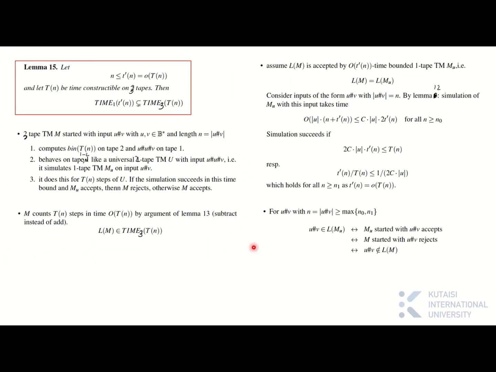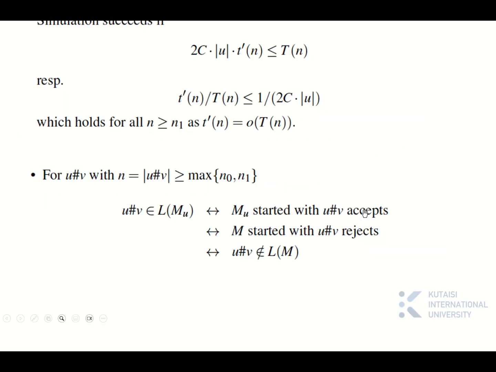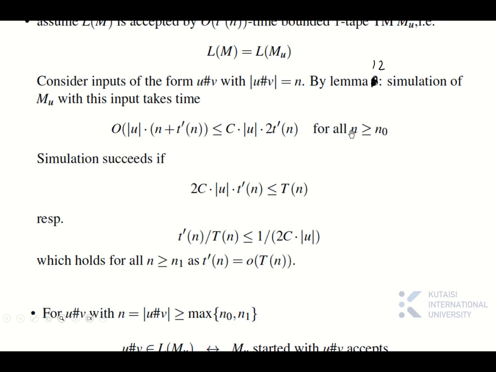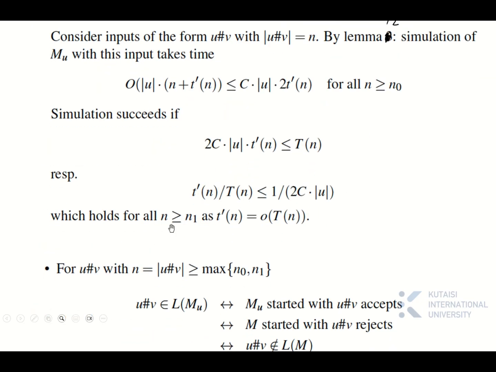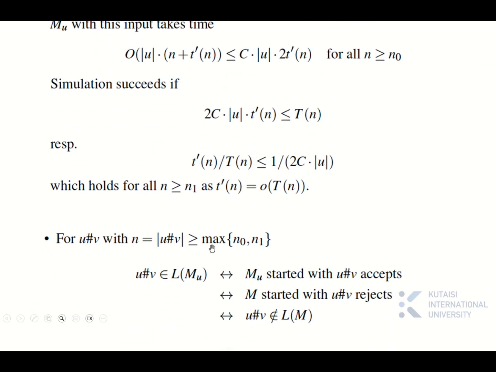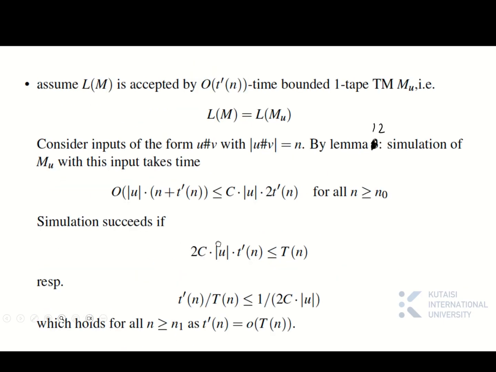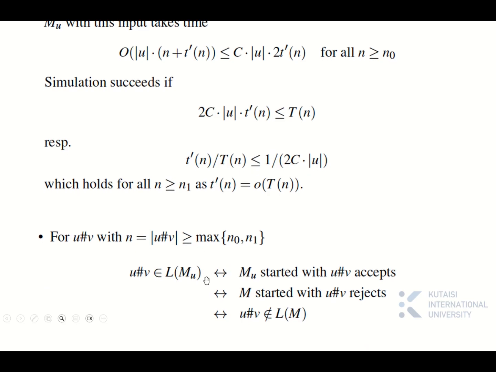So what, you might ask? I think actually we're finished. Why are we finished? Now I know that this holds when n is bigger than n0, and this holds when n is bigger than n1. So I take n bigger than n0 and n1. So I take the input of the size which is bigger than n0 and also bigger than n1. Then u hashtag v belongs to the language accepted by my one-tape Turing machine mu, if and only if, by definition, mu started with input u and v accepts.